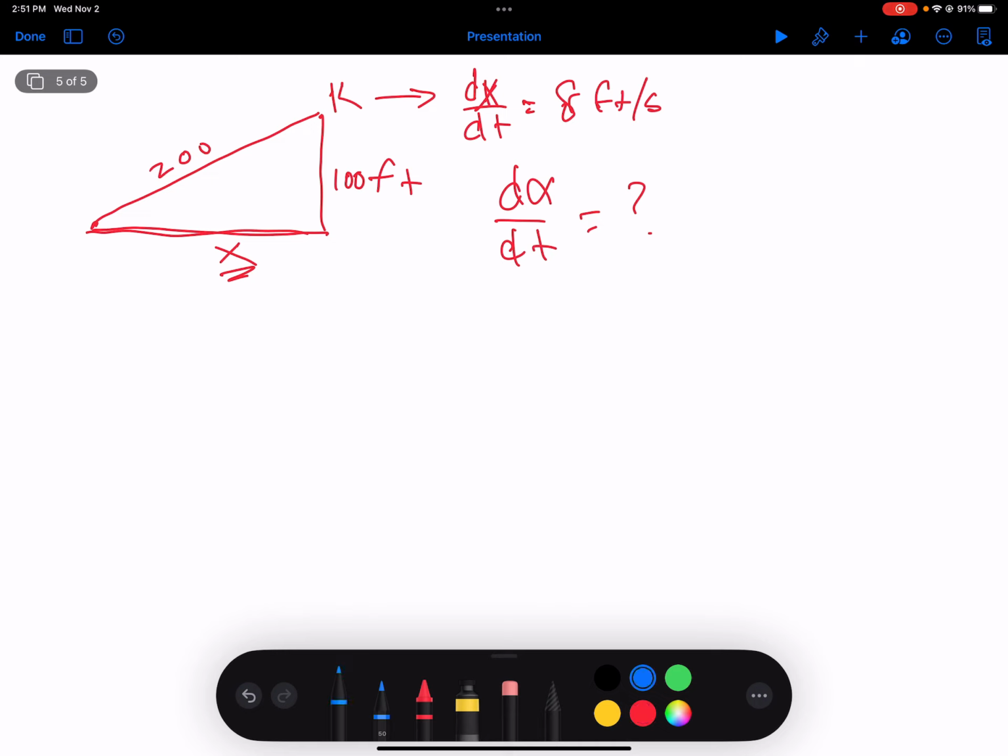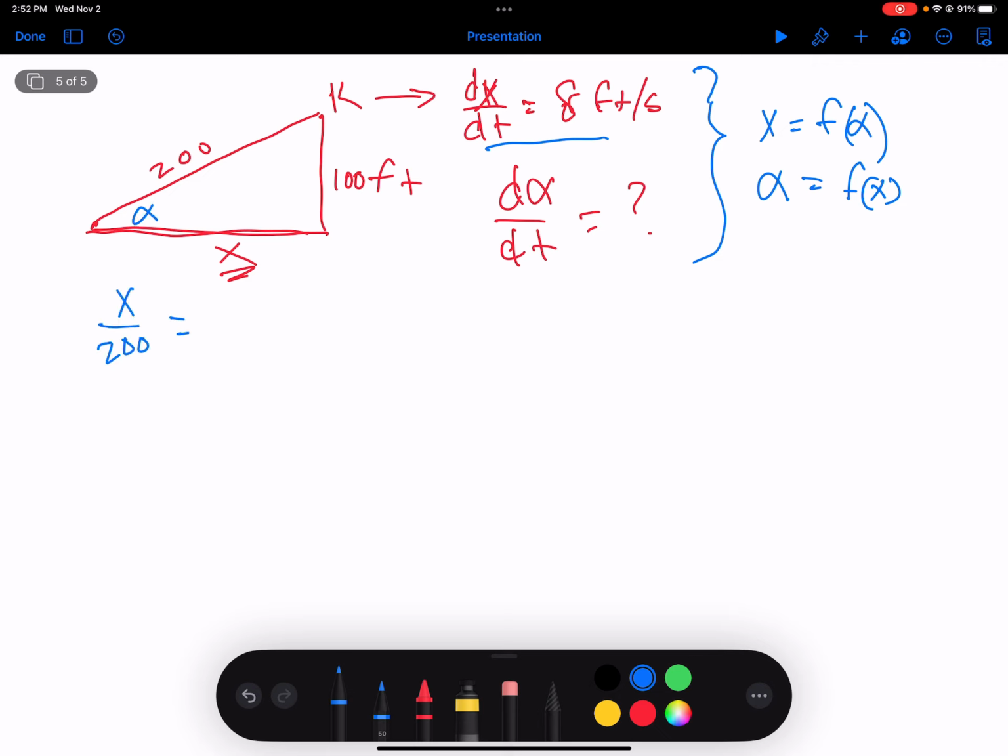So the fact that they give us the rate in terms of dx/dt, and we want to get to d alpha/dt, tells us that we need to get x as a function of alpha or alpha as a function of x, one or the other. Well, we can do that with the data we're given. So for example, x over 200 equals the cosine of alpha. We could also use another function: 100 over x equals tangent of alpha.